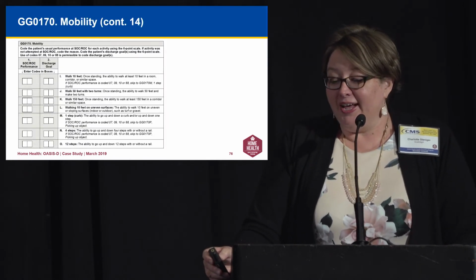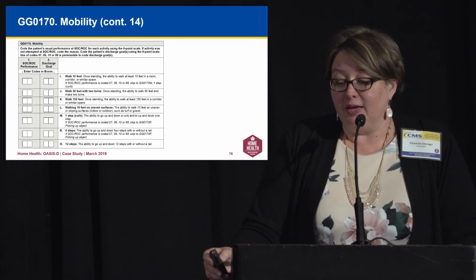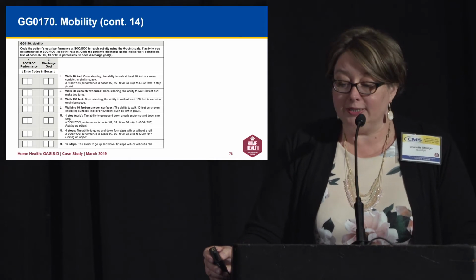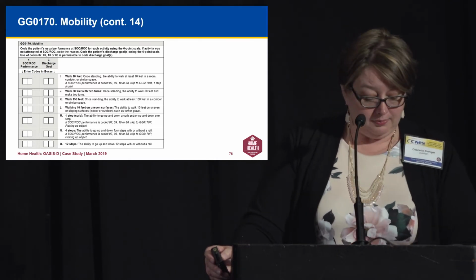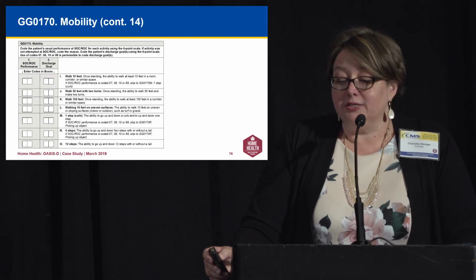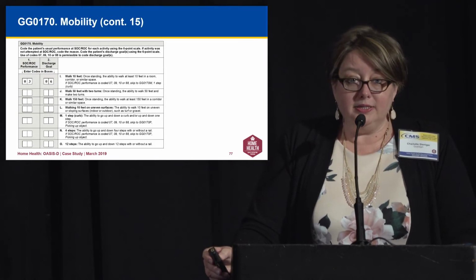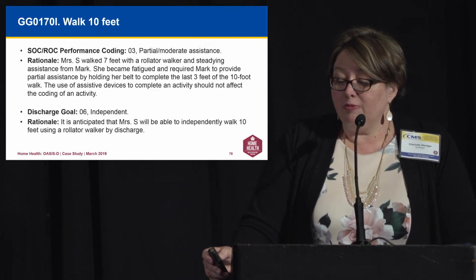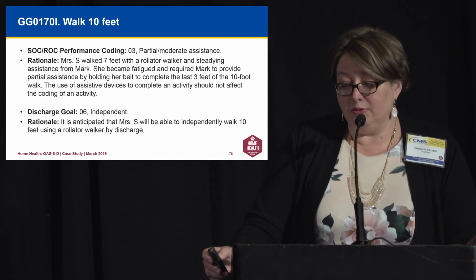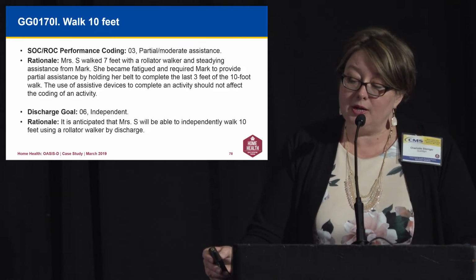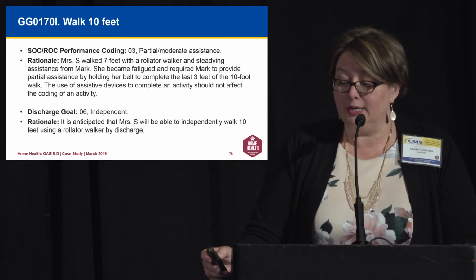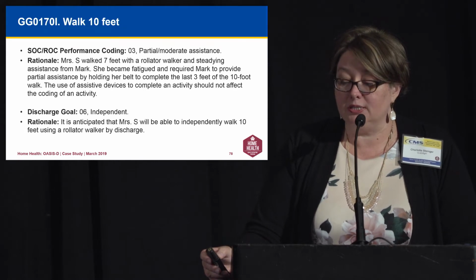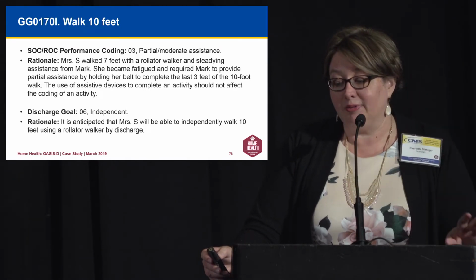Okay, so for the second half, we're going to start with, again, coding your start of care performance along with your discharge goal. We're going to start with walk 10 feet. So our answers for this one would be 03 and 06. So for the code of the start of care performance, we chose 03 partial moderate assistance, as Mrs. S walked 7 feet with the rollator walker and steadying assistance from Mark. She became fatigued and required Mark to provide partial assistance by holding her belt to complete the last 3 feet of the 10-foot walk.